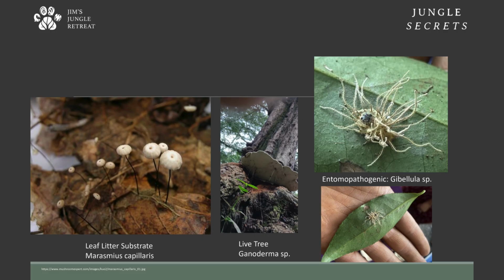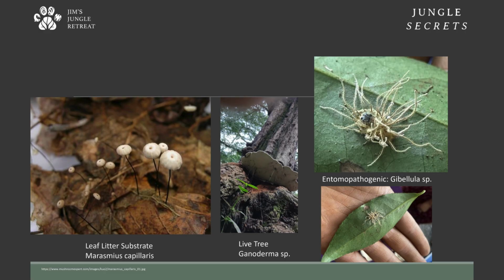Marasmius capillaris is an example. If you find leaf litter and if it rains in your area, you can just zoom into these leaves and you will find really small mushrooms, probably Marasmius, Cryptomarasmius type genera.